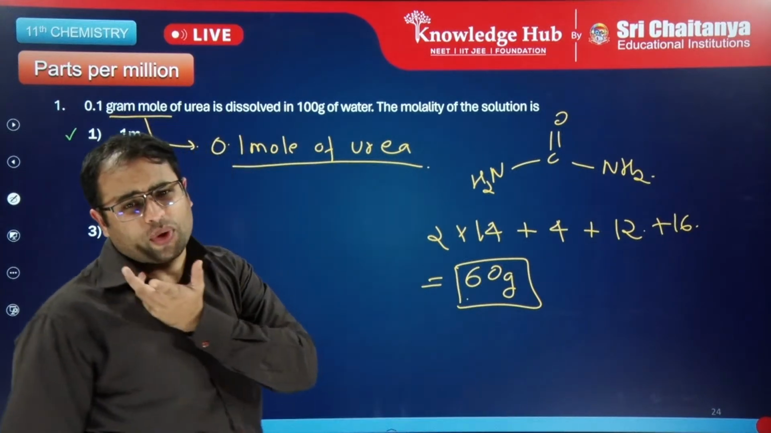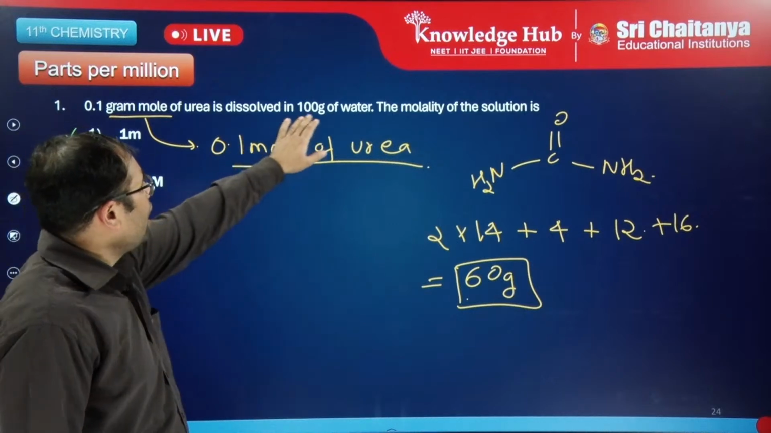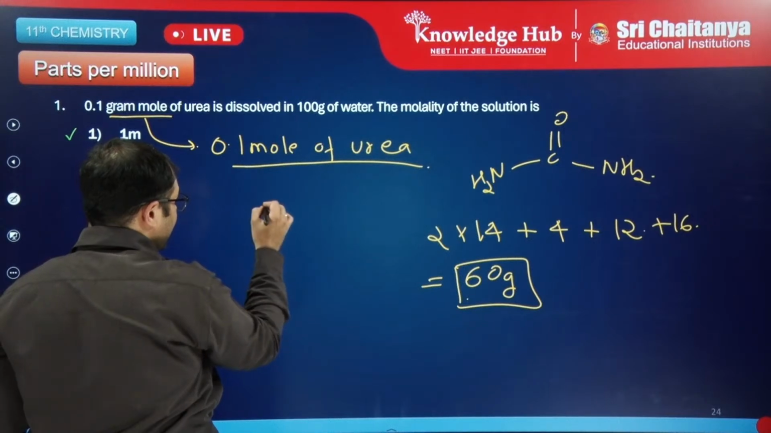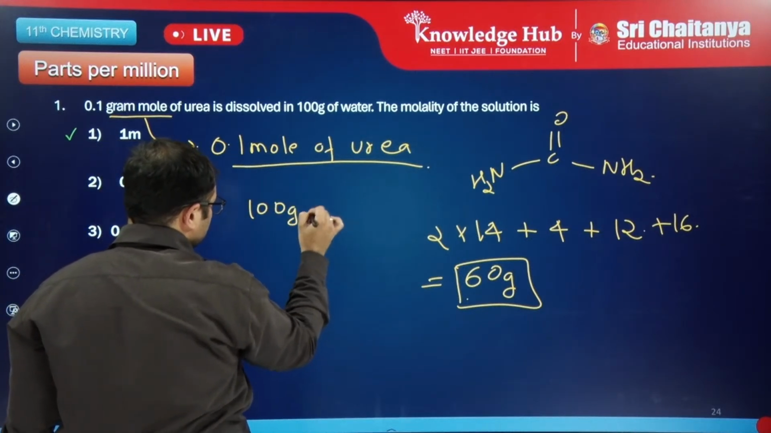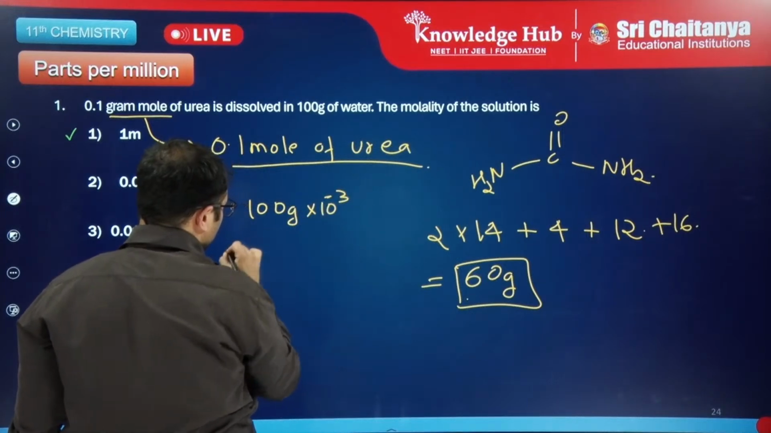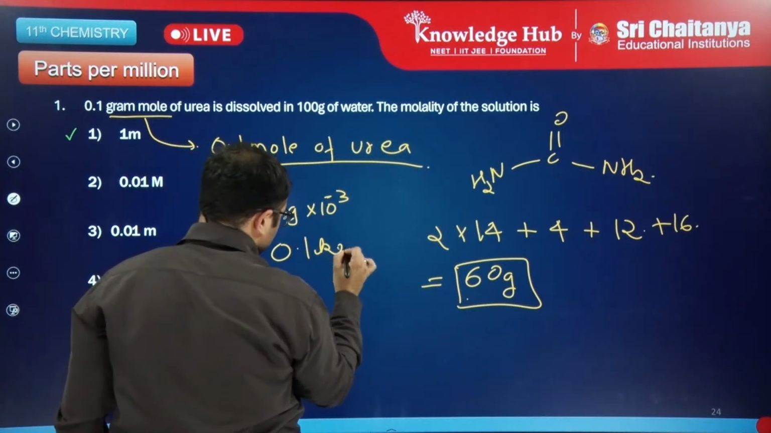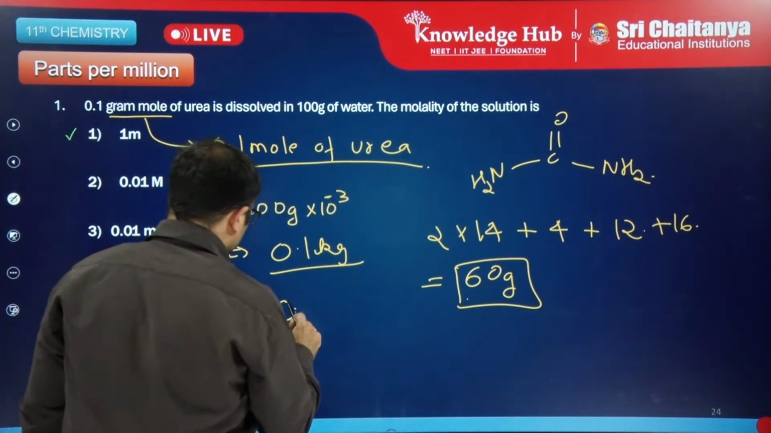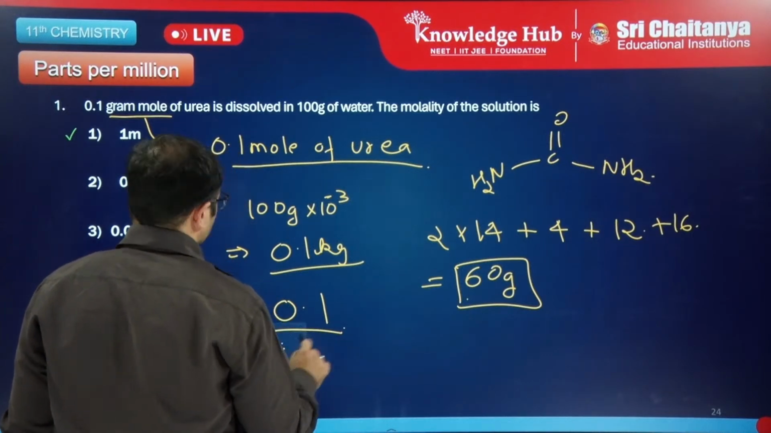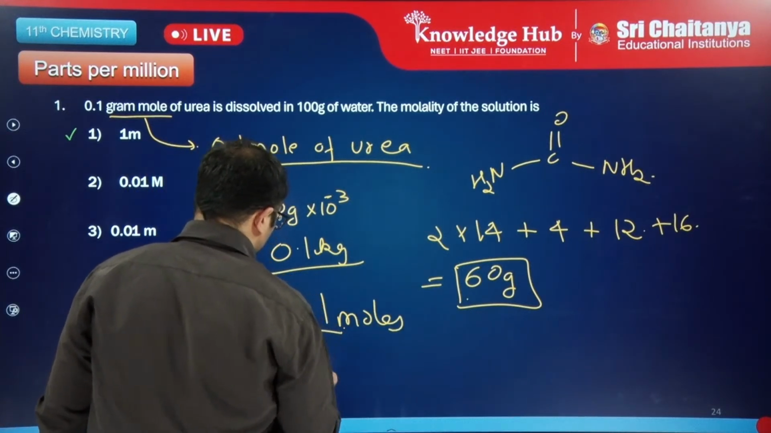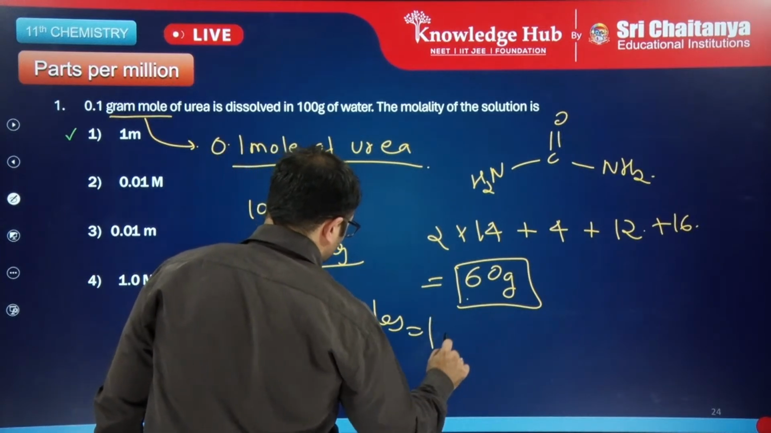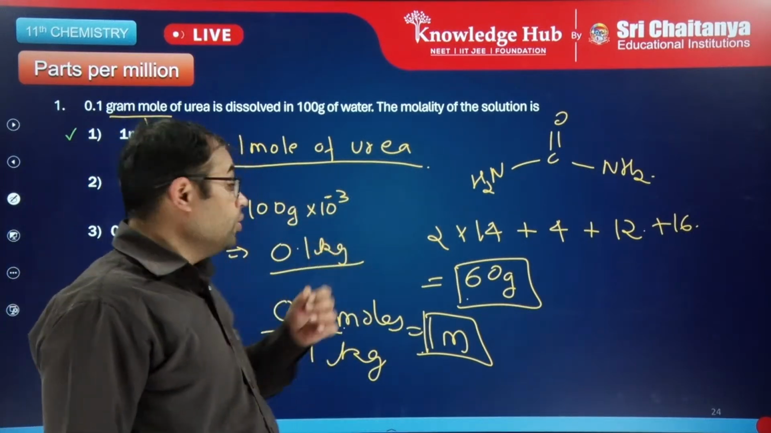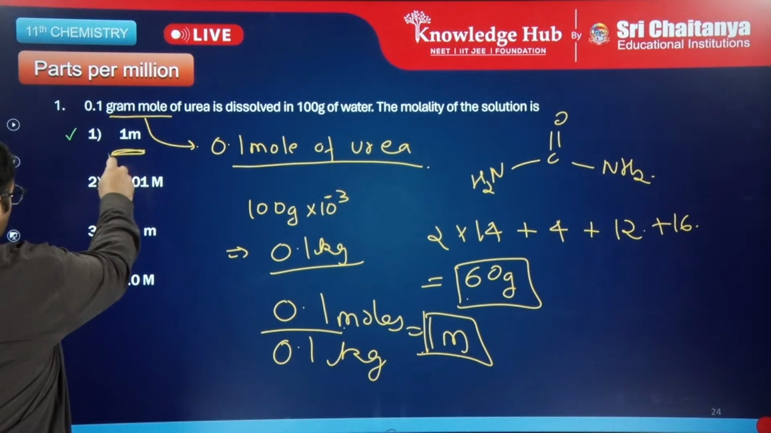So this is the moles of urea dissolved. Acha, it's a direct question. I don't need to calculate the molar mass also. 100 grams of water, right? 100 grams of water means how many kgs of water? Right? 0.1 kgs. So just simply divide 0.1 moles by 0.1 kg, you will get 1 molar, right? 1 molar solution is what you get. So, right, this is the correct answer.